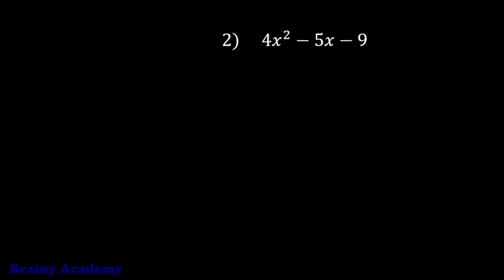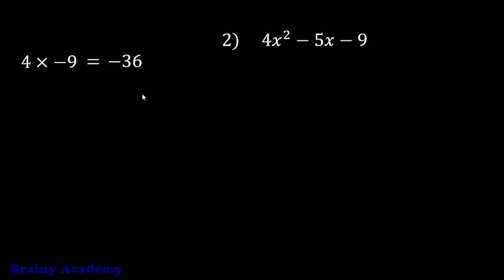So we have 4x squared minus 5x minus 9, and we are to factorize this expression. So 4 is the coefficient of x squared, negative 5 is the coefficient of x, and negative 9 is the constant. What we do first is multiply the coefficient of x squared by the constant. 4 times negative 9 is going to give us negative 36.